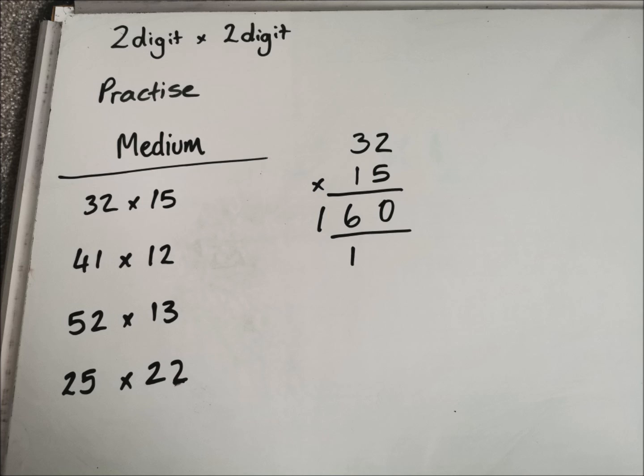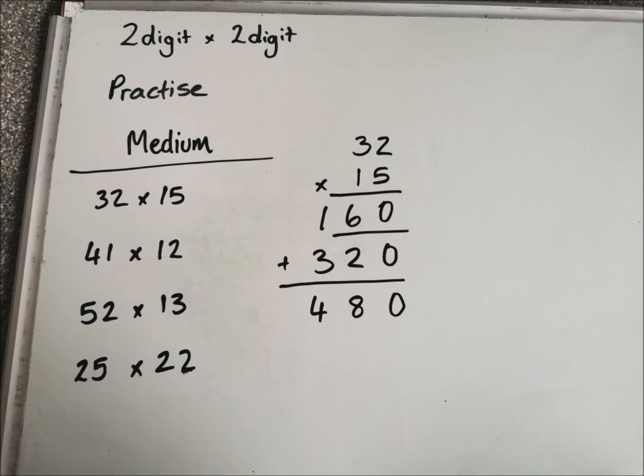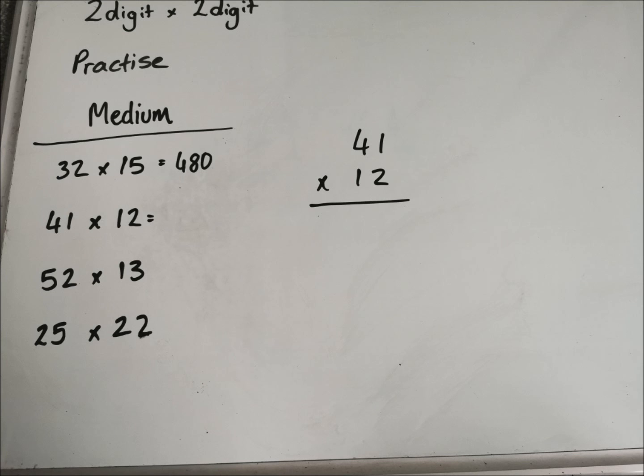The first line of your answer should be 160. The second line of your answer should be 320. And when we add those together, we should have got 480. So the answer to that question was 480.